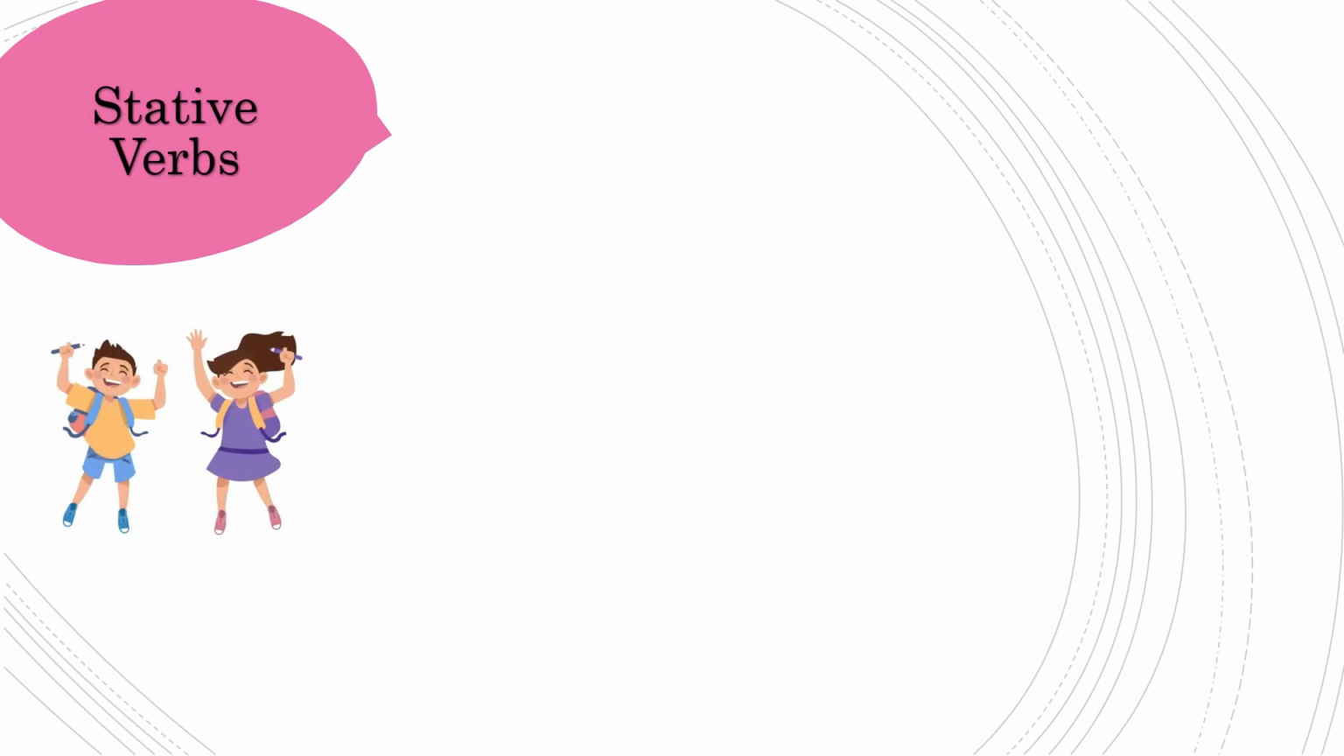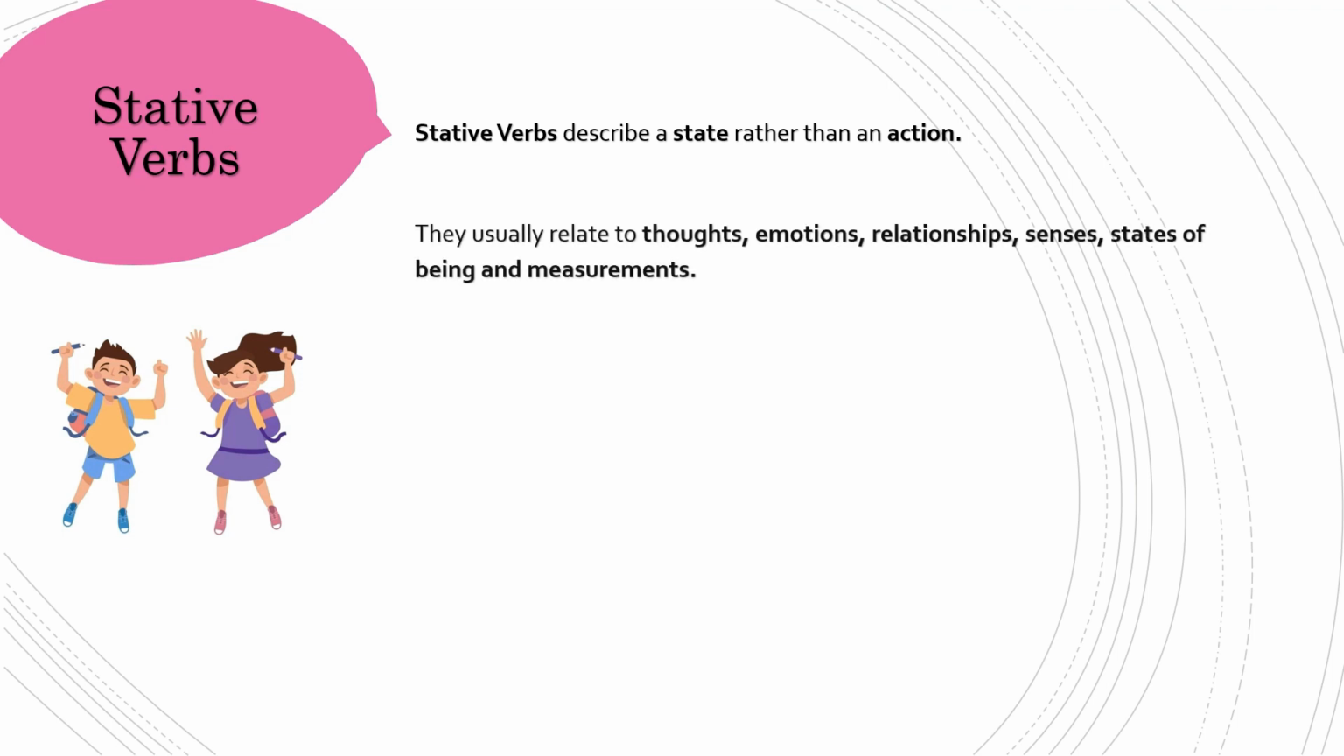Stative verbs. Stative verbs describe a state rather than an action. They usually relate to thoughts, emotions, relationships, senses, states of being, and measurements.